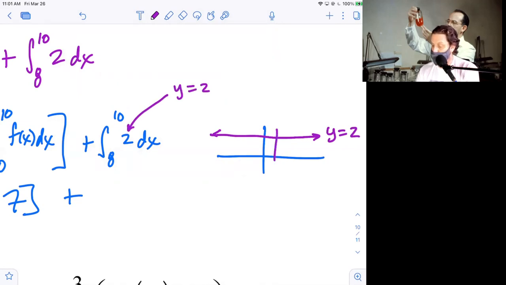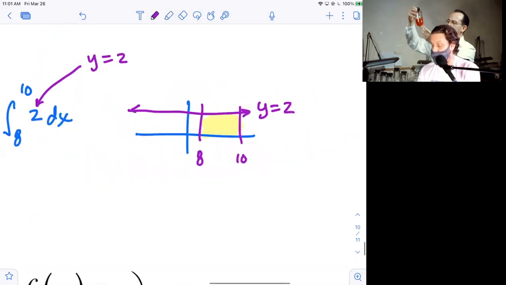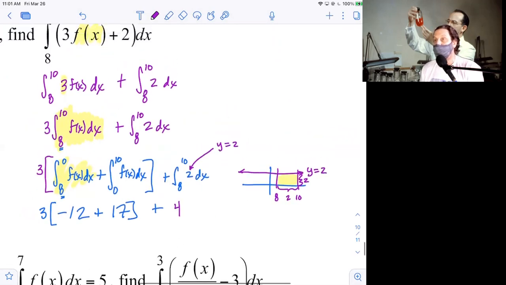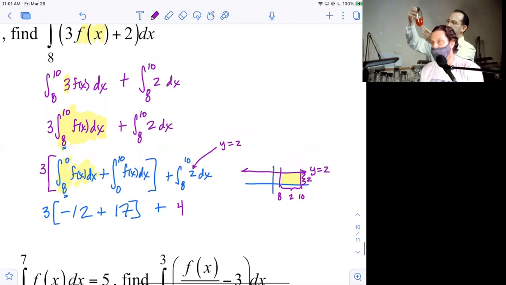And we're integrating from 8 to 10. That's from left to right. So that's just the area of this region here, right? And that's a rectangle. Or in this case, it's a square. 10 minus 8 is 2, so that's the width. The height is 2. 2 times 2 is 4. So you can always draw a horizontal line, find the width, multiply by that value.